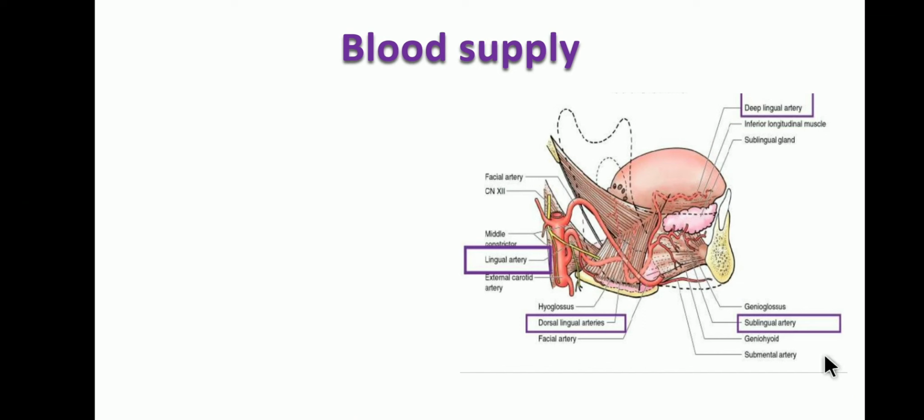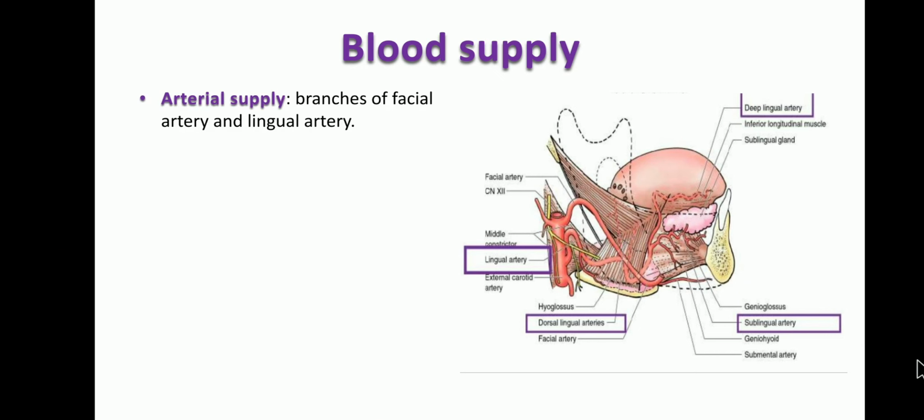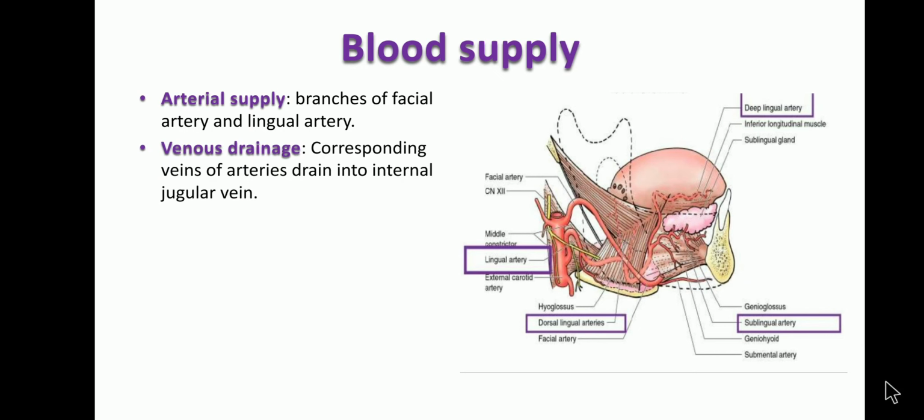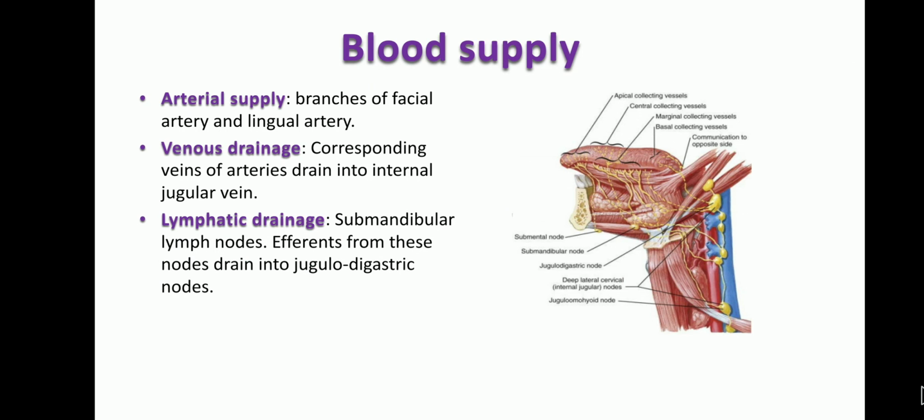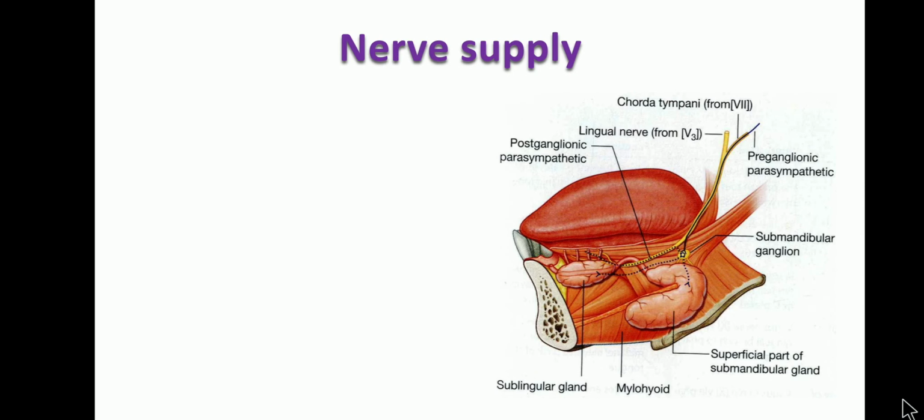Blood supply is mainly by branches from the facial artery and the lingual artery. Veins corresponding to these arteries mainly drain into the common facial vein or the internal jugular vein. Lymphatic drainage is mainly to the submandibular lymph nodes. Efferents from these nodes pass to the jugulo-digastric nodes.